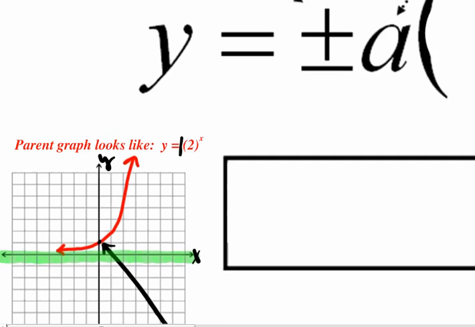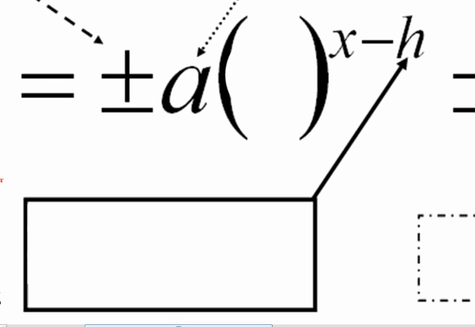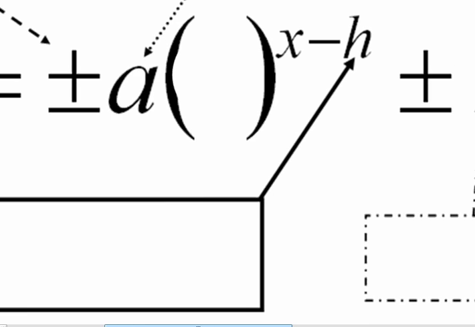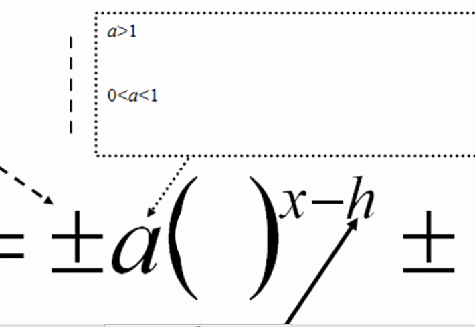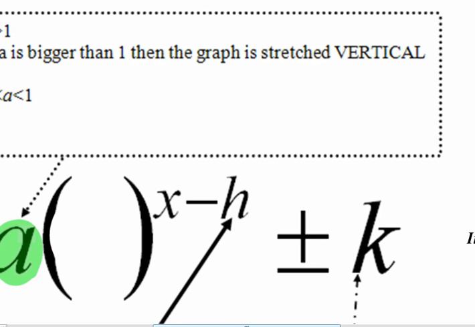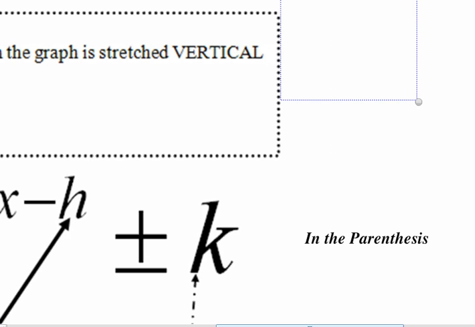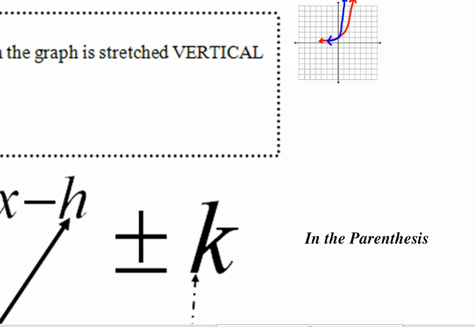Now, let's look at our typical equation here. Just like when we did the linear transformations, let's talk about some of these numbers. A, that's this number right here. We're going to talk about A, and it's very similar to talking about slope. When A is bigger than 1, then our graph is more stretched vertically from the parent graph. So this would look like this, our blue line. See how it rises faster than the red line, which is our parent graph.